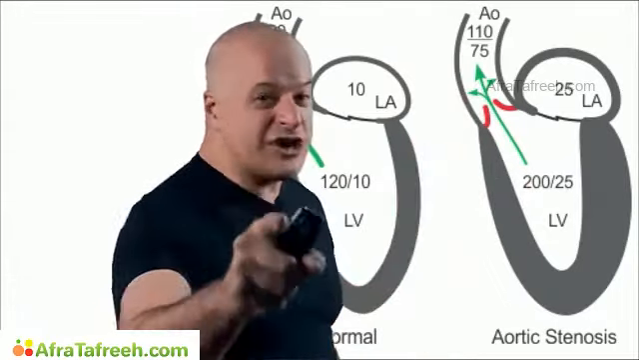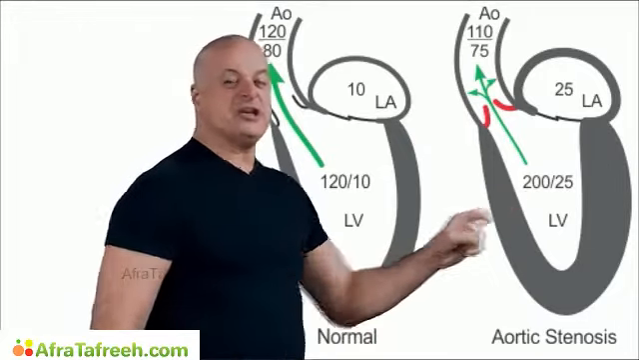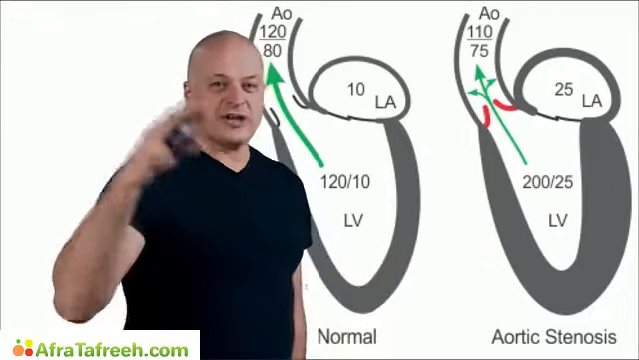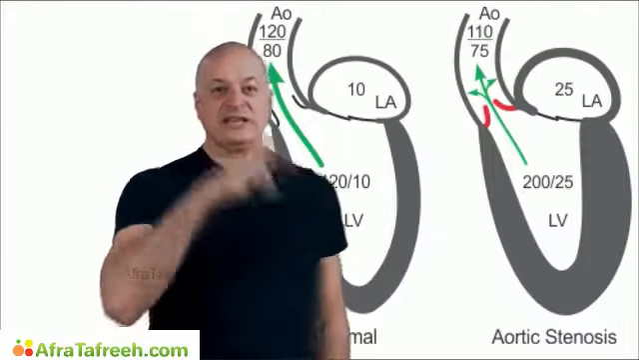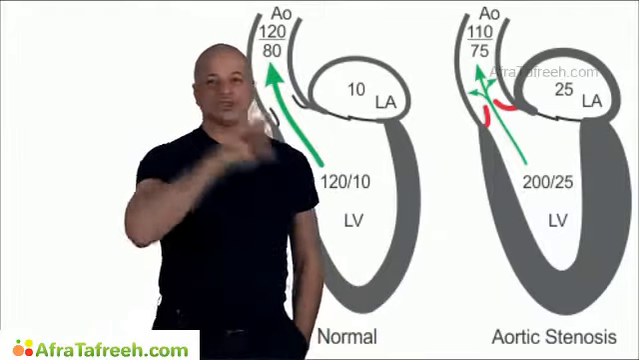Valve gradient means difference. So when you have that valve gradient being really different, it means you got a sicker heart. The greater the gradient, the worse the heart. The greater the gradient, the sicker you are. The greater the gradient, the worse the heart.